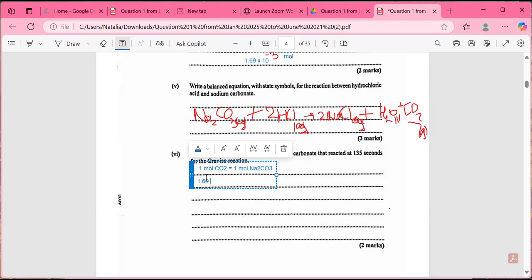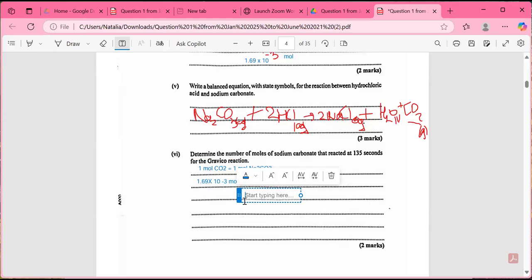1.69 times 10 to the negative 3. Because it's a 1-to-1 mole ratio, we know that it's going to produce the same number of moles of sodium carbonate. So the number of moles would be 1.69 times 10 to the negative 3 mole of sodium carbonate. Anybody have any questions? No?